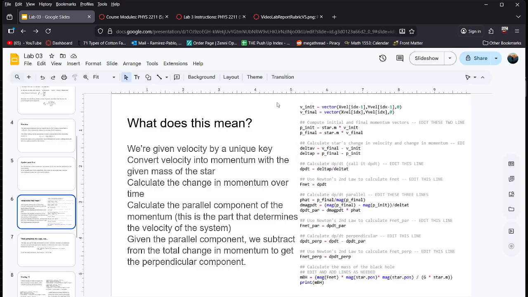We're given the velocity by a unique key, which we then convert into momentum with the given mass of the star. Then we calculate the change of momentum over time. We also calculate the parallel component of the momentum, which is this part right here, the p hat variable, and then this is the d magnitude over dt. When you multiply those two, you get the parallel component of the change in momentum. Then we subtract that from the total change in momentum to get the perpendicular component.